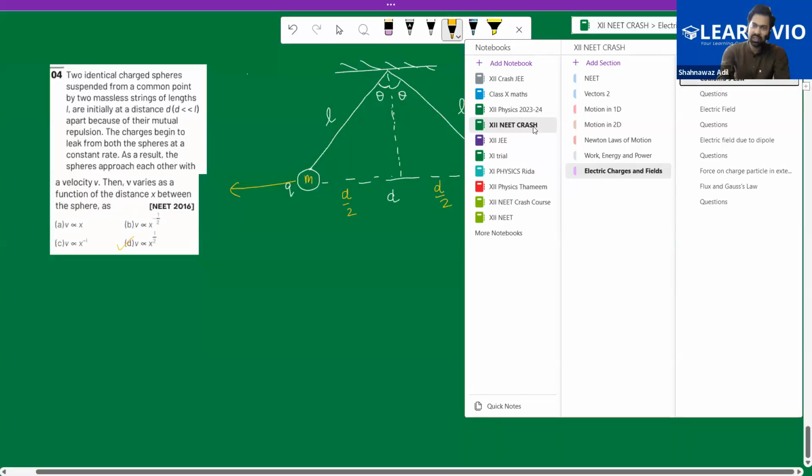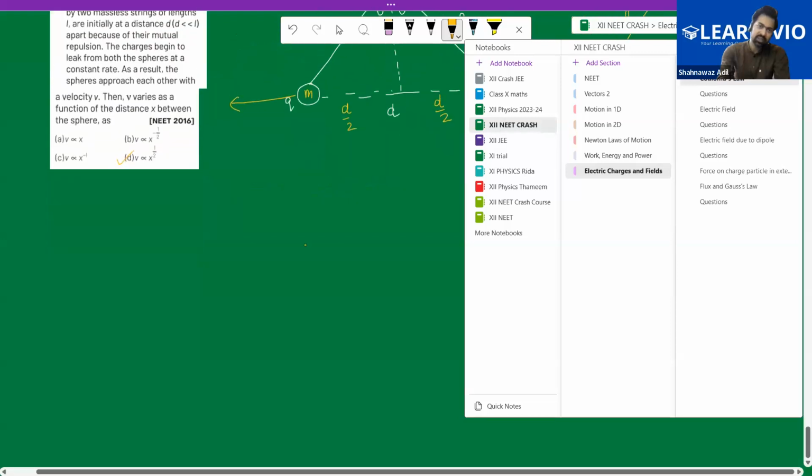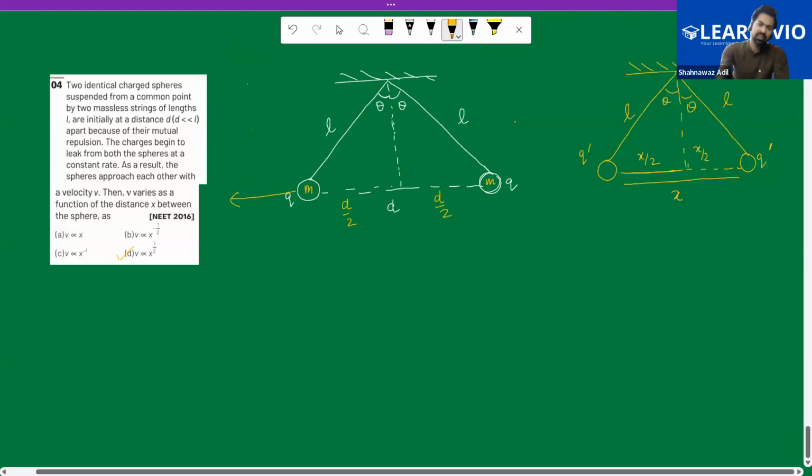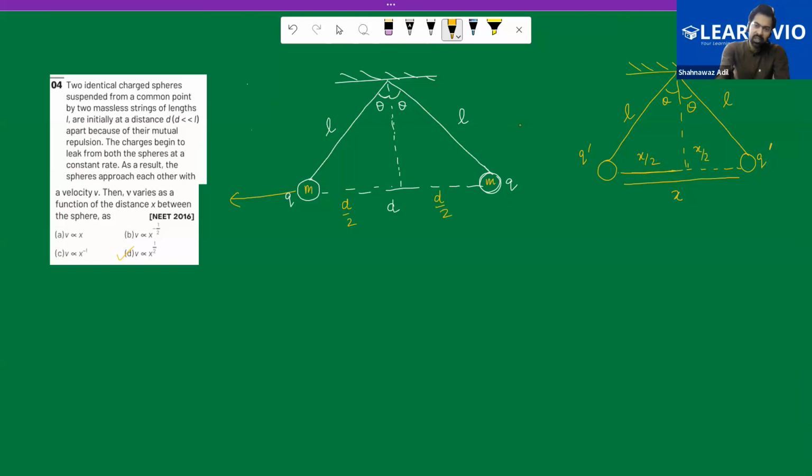So if you have calculated already, any doubt in this problem? No, sir. No doubt. Okay, so let's do the next question. But this is important, right?